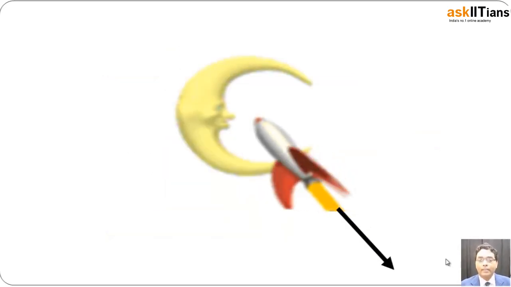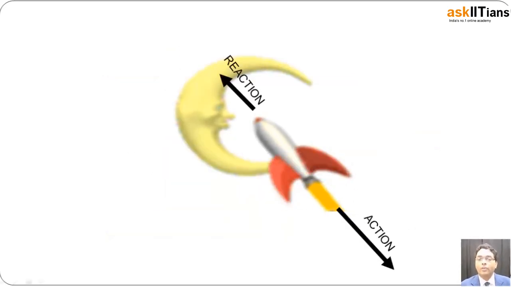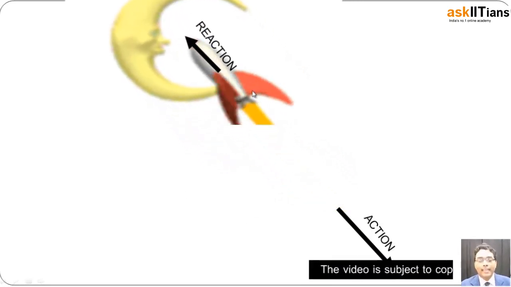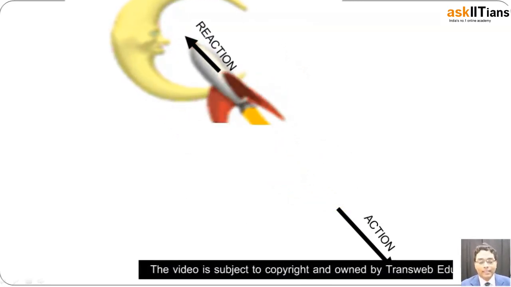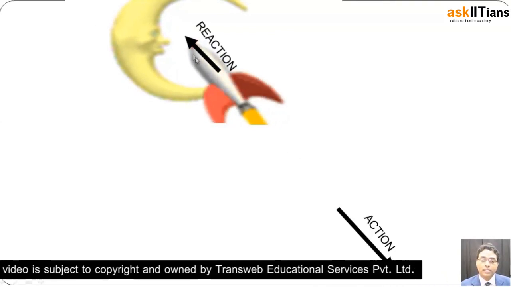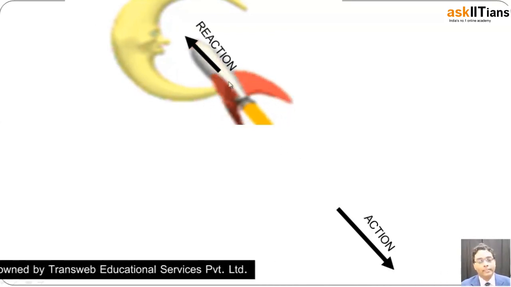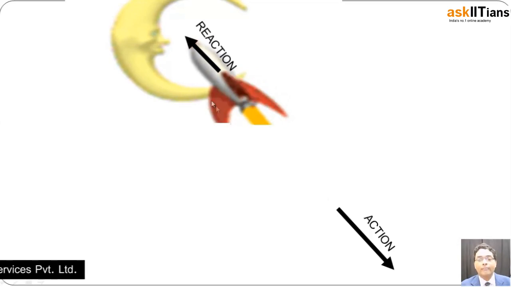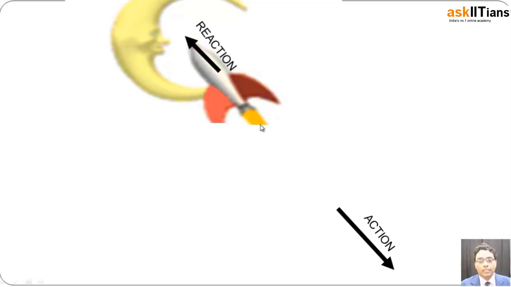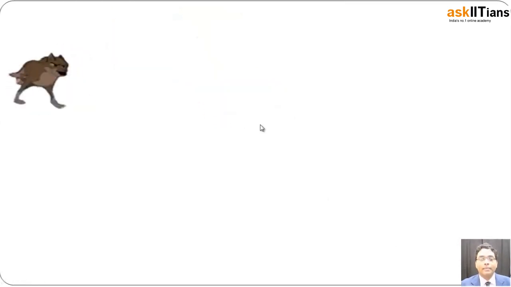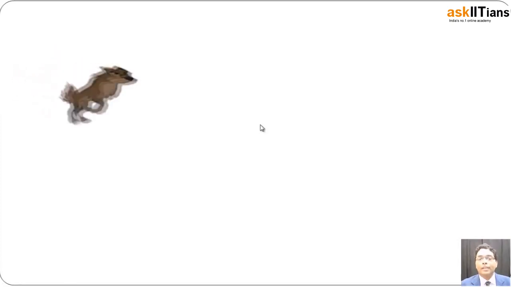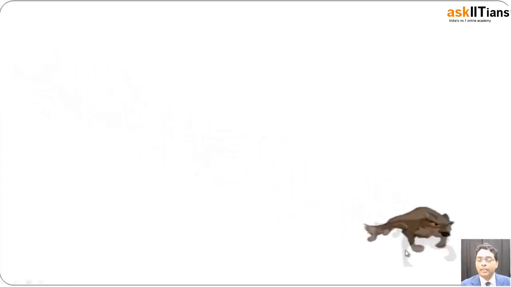In a similar manner, if I say that I have a rocket that is flying off, in this case the hot gases that are coming out are the action that pushes the rocket in the forward direction. So that is the reaction that you have, and the action is the movement of the hot gases. In a similar manner, let's say there is a wolf. The wolf tries to push the ground in a backward direction and the ground pushes the wolf in the forward direction. As a result, the wolf is able to move forward.